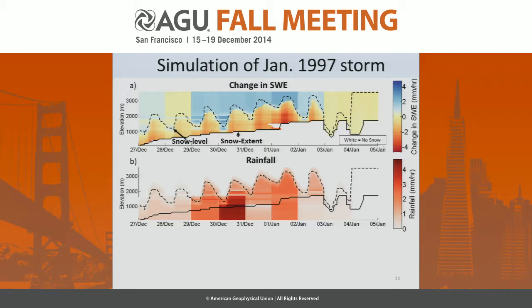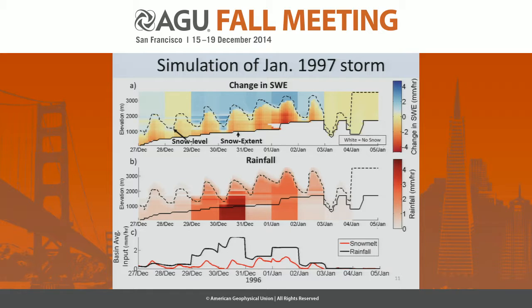And then using the correct area for each elevation bin, we can calculate the total input to the basin from both snowmelt and rainfall. And so over the peak 3-day period, we can calculate the contribution from snowmelt for the storm was 23%.